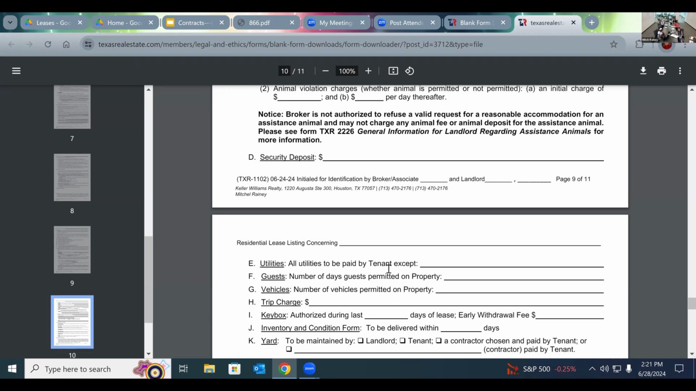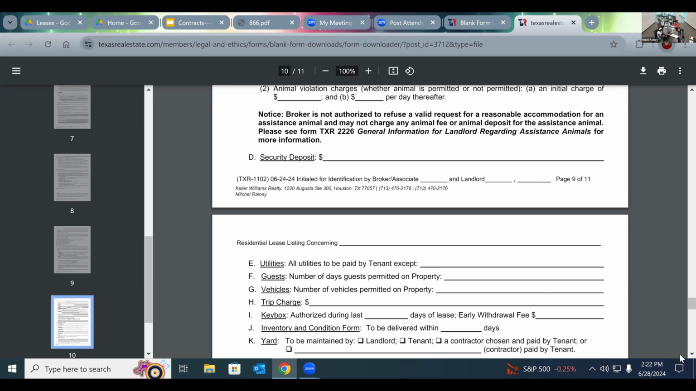Utilities: all utilities to be paid by the tenant, except, if I was to ever lease my house, I would probably pay for water for the swimming pool, because I want that swimming pool to have water in it. So I may put on there all except water up to a certain price.